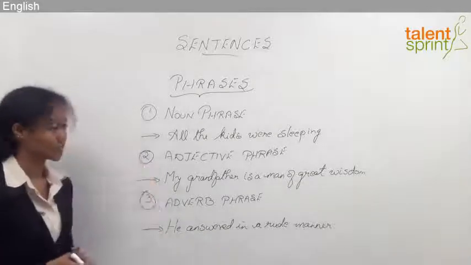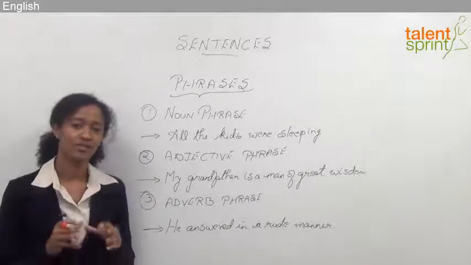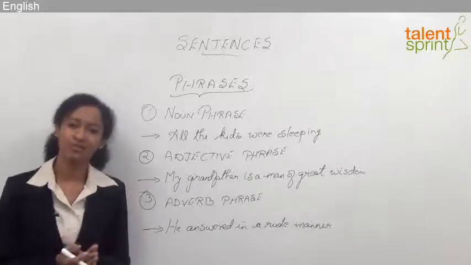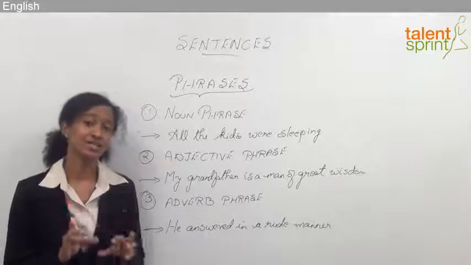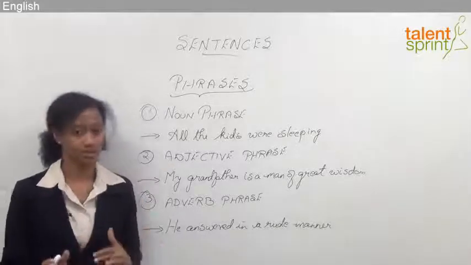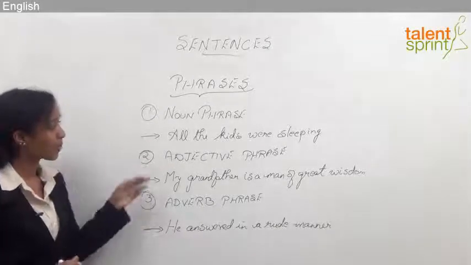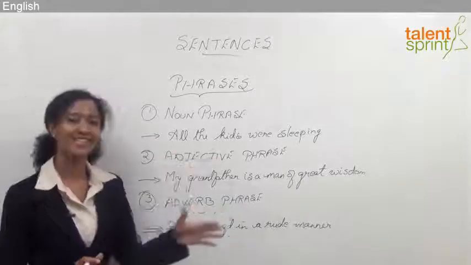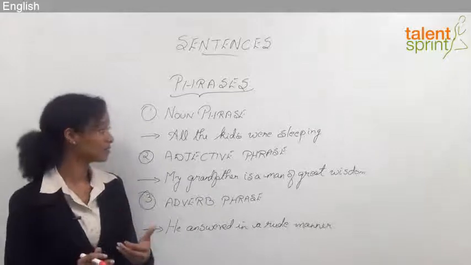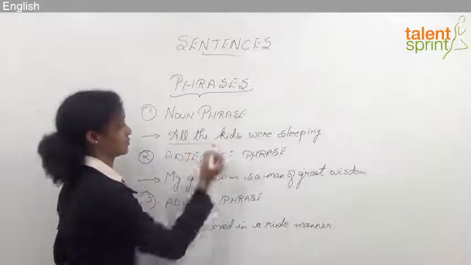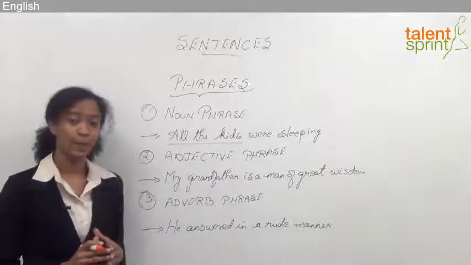The first one, a noun phrase. Now a phrase that functions like a noun is called a noun phrase. Like all phrases, a noun phrase does not have a subject and a verb. Let's take a look at this example. All the kids were sleeping. Now here, the part that functions like a noun is all the kids, right?